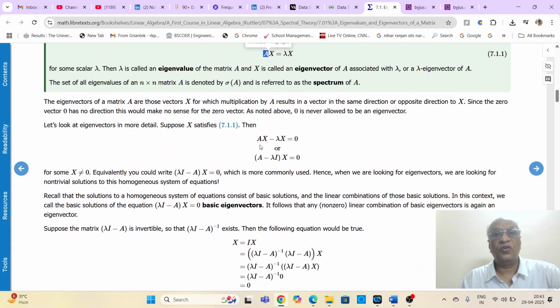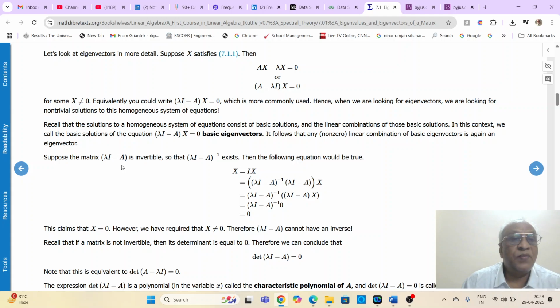So now if AX is equal to lambda X, that can be represented as AX minus lambda X, or as A minus lambda I times X, or as lambda I minus A times X, which is equal to 0. Okay.